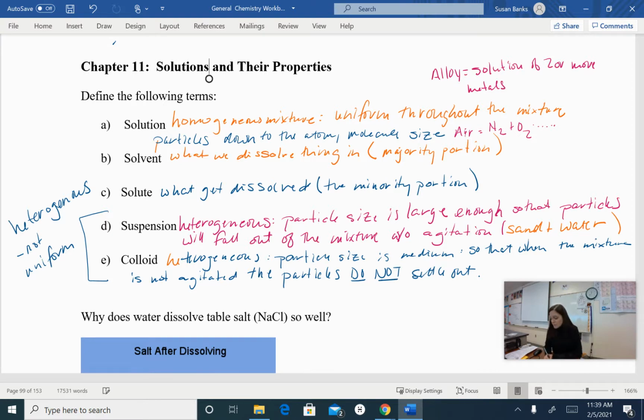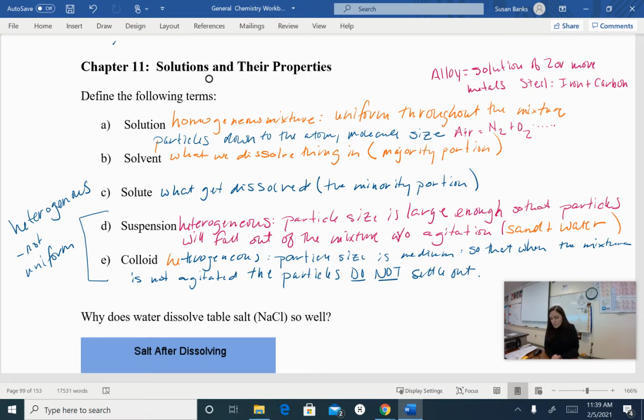Sometimes we don't even use metals. Sometimes, for example, steel is a mixture of iron and carbon. And adding that carbon in there uniformly in that iron mixture, steel mixture, makes it so much stronger. That's why we use steel to build things instead of just plain iron.